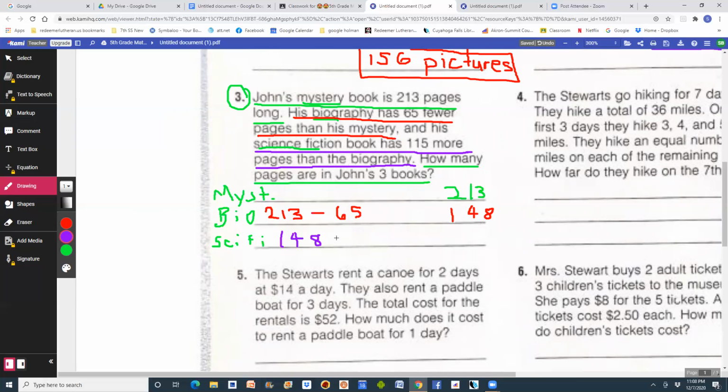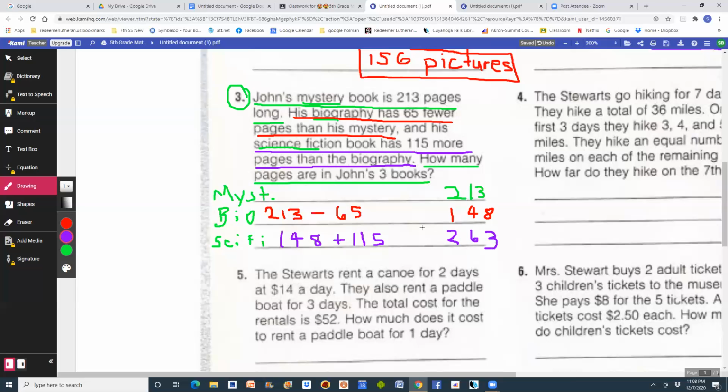It's 115 more than, so plus 115. And again, you're allowed to use your calculator for the actual computation. So that book is going to come out to 263 pages.